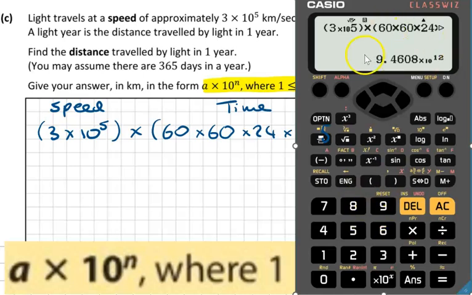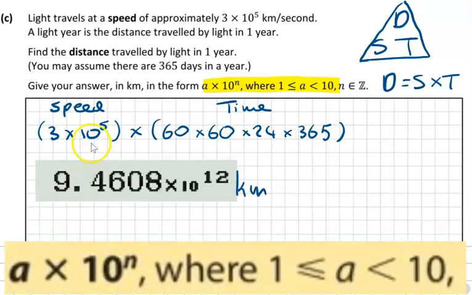Into the calculator, notice I've put brackets around the 3 times 10 to the power of 5, and then brackets again, and then my multiplication sign, and then brackets and 60 times 60 times 24, also times 365, and close my bracket. And you can write it down directly from the calculator. You get 9.4608 times 10 to the power of 12.